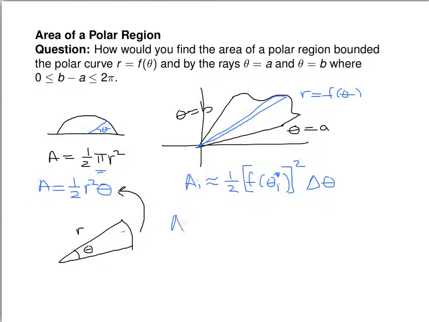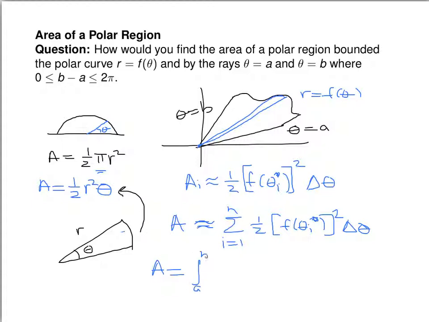And then the total area is found by adding those up, so approximately equal to the sum from i equals 1 to n of 1/2 f of theta sub i star squared delta theta. And the area is found exactly using a limit as n goes to infinity, which then becomes the integral from a to b of 1/2 f of theta squared d theta, which you could also write as 1/2 the integral from a to b of r squared d theta, either way.